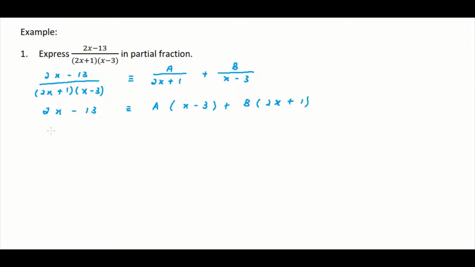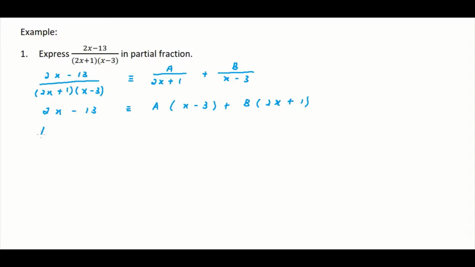Okay, so one method that you can learn is how we can get one variable by setting the other variable to be 0. You can see this one is A times x minus 3, and here is B times 2x plus 1. If I want to get the variable A now, what is the x that I can set so that my B term will become 0? I can set x as negative 1 over 2, because when I put x equals negative 1 over 2 here, I will get this term to become 0. So 0 times B, I'll get 0, then I can get my A.